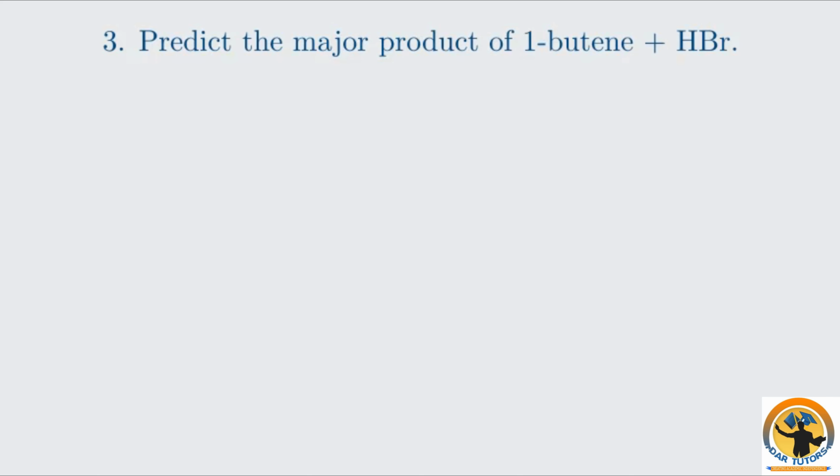Question 3. Predict the major product of the reaction between 1-butene and HBr. Pause and consider the structure of the alkene. Is it symmetrical or unsymmetrical? 1-butene is an unsymmetrical alkene. Therefore, this reaction will follow Markovnikov's rule. We need to identify the carbons of the double bond and count the hydrogens on each. The first carbon of the double bond has 2 hydrogens. The second carbon has 1 hydrogen.